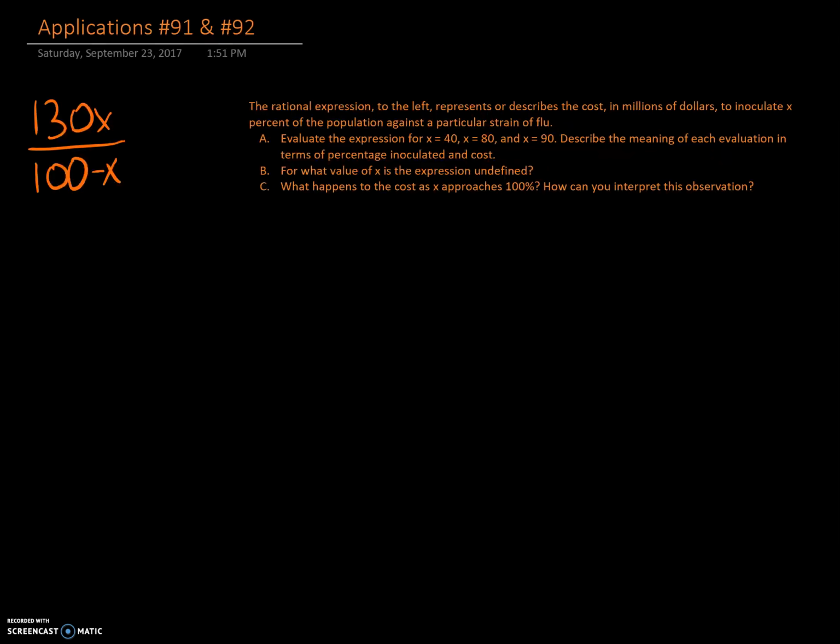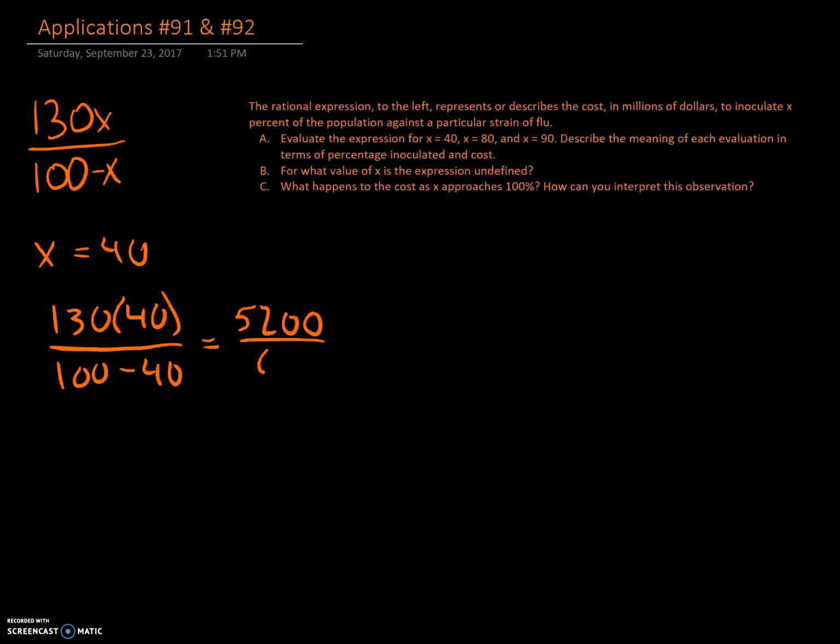First of all, it wants us to take a look at some situations, say, where you try to inoculate 40% of the population, 80% and 90%. So when we do that, for the first one, when x equals 40, we basically have 130 times 40, and all we're doing is evaluating 100 minus 40. And what we'll get is 5,200 over 60, and that's going to give us 86.6, repeating. But remember, that's in millions of dollars.